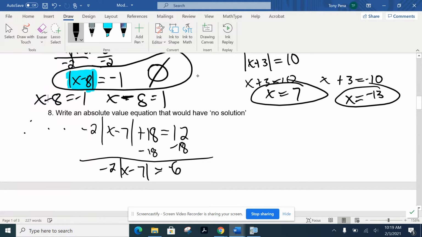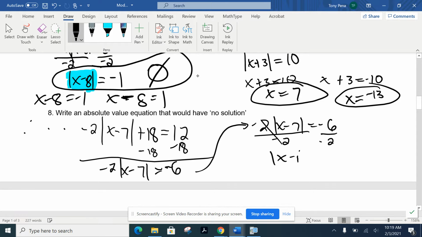So watch what's going to happen here. This gives us a negative. So let me just recopy it on this side. Our next step is then to divide by a negative 2. And what we now have, now our guy's all by himself, right? But that is ultimately set equal to a positive 3. So this actually does have some solutions. So how could you fix that?